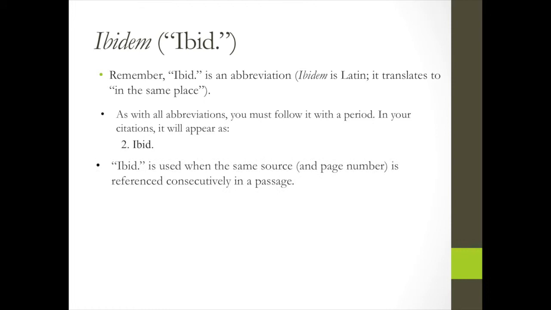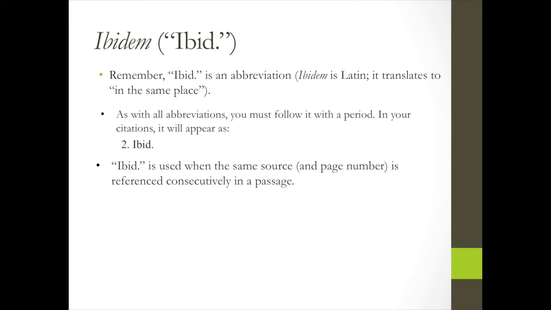Ibid. is used when the same source and page number is referenced consecutively within a passage. So if you have one source that has 2 clear ideas and you want to cite both of them and both are on the same page, then you would include the full citation the first time you use the source, and then the second time you use the source on the same page of your paper, you could just use ibid. to refer the reader to the citation, indicating that you're referencing the same source a second time.